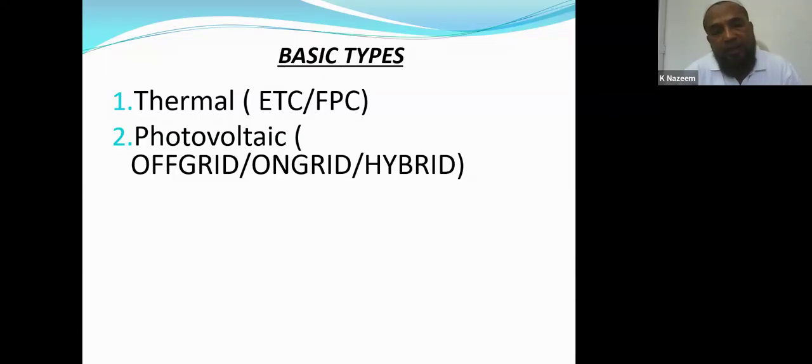Predominantly, there are three types of solar power plants. One is off-grid, the other one is on-grid, and the third one is hybrid. Now, quickly, I'll just browse through the working principles and the major differences between these three.